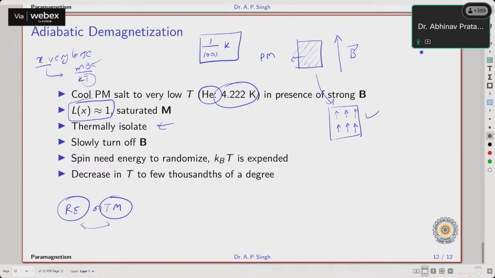And why is that the case? Because I told you before also that in case of rare earth, the magnetism is coming from the F electrons, and in case of the transition metals, the magnetism is coming from the D electrons. And why F and D? Because both of them have localized dipole moments. That is the reason.